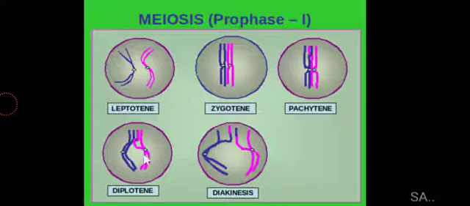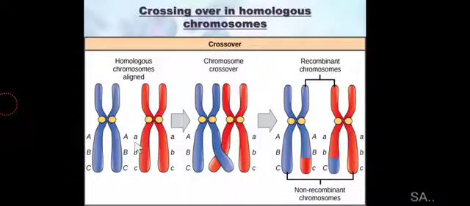Now in diplotene, these bivalents are trying to separate from each other. Still they are joined together at the chiasma, and at this point they will do the crossing over. Now what is crossing over? Here you can see the two homologous chromosomes. One of the homologous pair has the same sequence of genes, ABC, on the first chromatid, and the other sister chromatid also has the same sequence of genes.